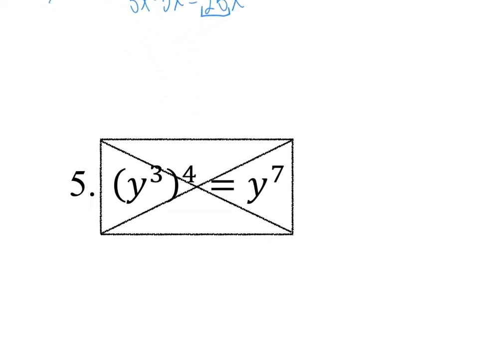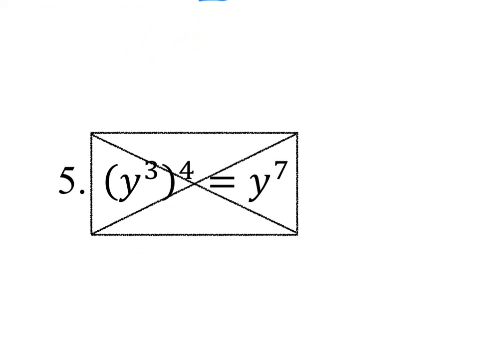For number 5, let's see. At first glance, it just looks like they took a 3 and a 4 and then said that was 7. But let's look at what the exponent means, because I think it has to be more than that. Because y to the 3rd, it wants us to write that 4 times. That's a lot of y's. Because you have 3 y's, another 3 y's, another 3 y's, another 3 y's. If I wrote all of that out, I'd actually have 3 times 4. I'd have 12 y's sitting there. So there's no way that it could just be the 7.